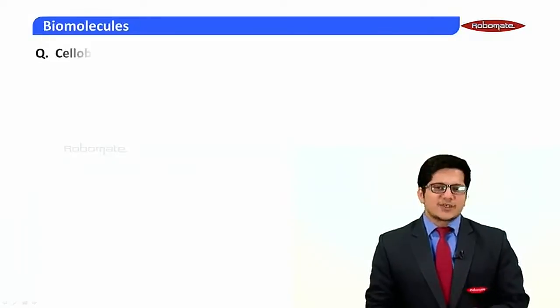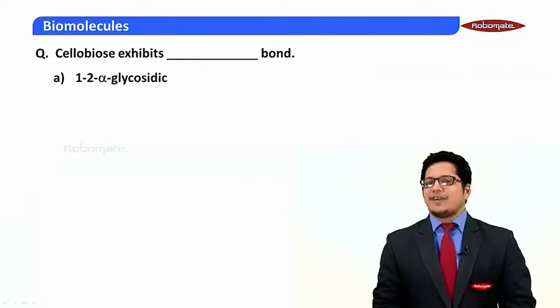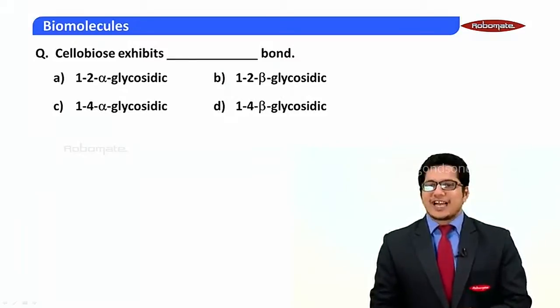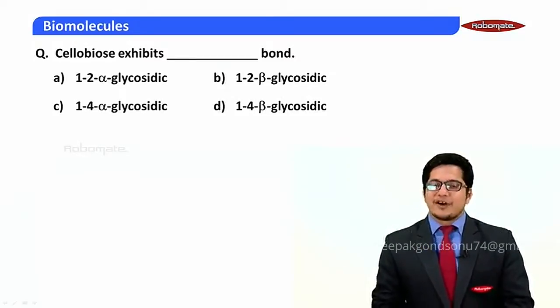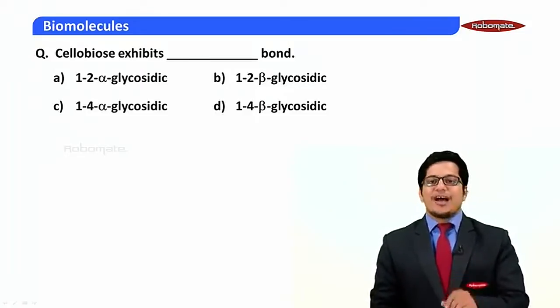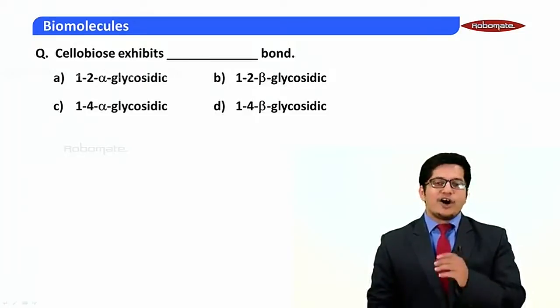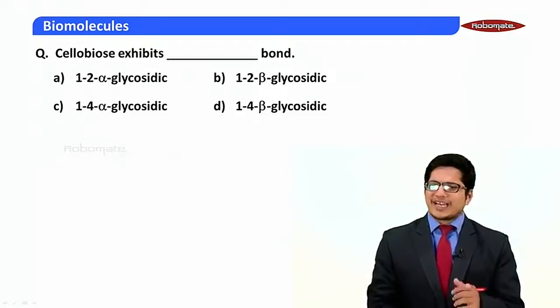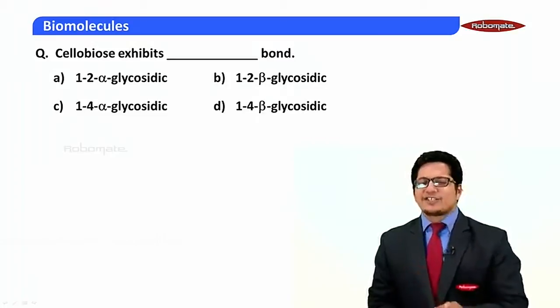Now, the very first question states, cellobiose exhibits dash bond. The options are 1,2 alpha glycosidic bond, 1,2 beta glycosidic bond, 1,4 alpha glycosidic bond, or 1,4 beta glycosidic bond. Which is the correct option? Let's see the solution for this.